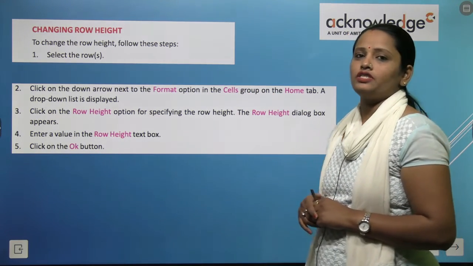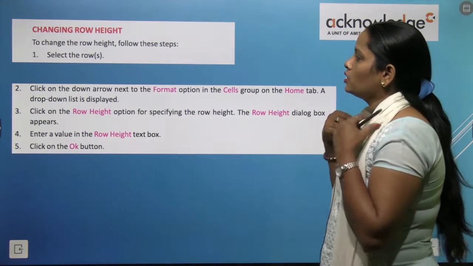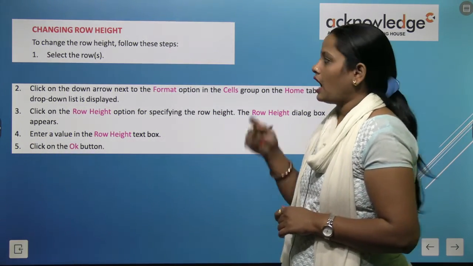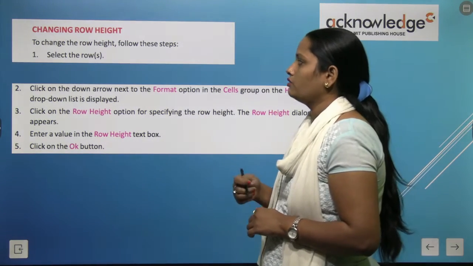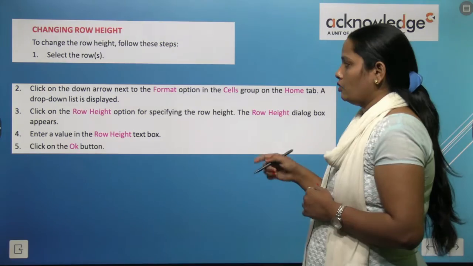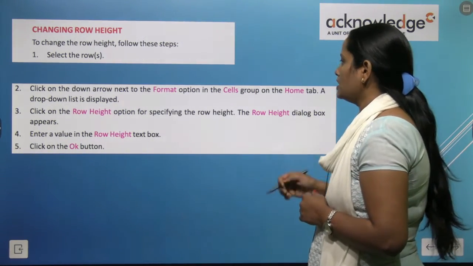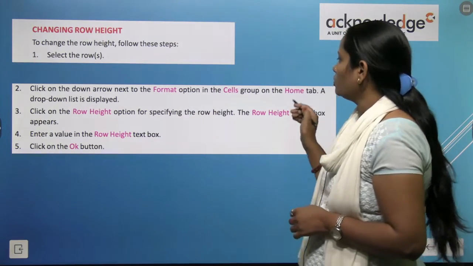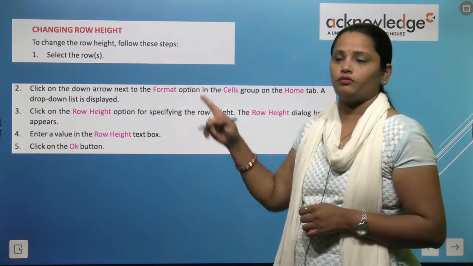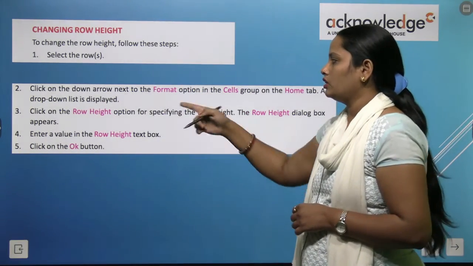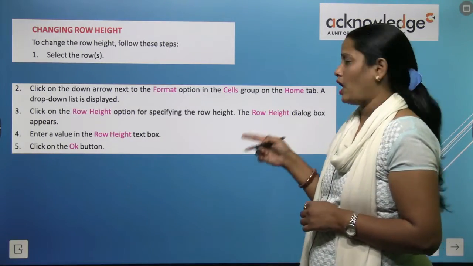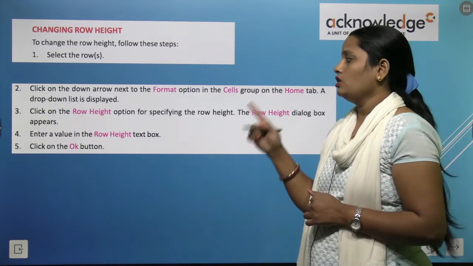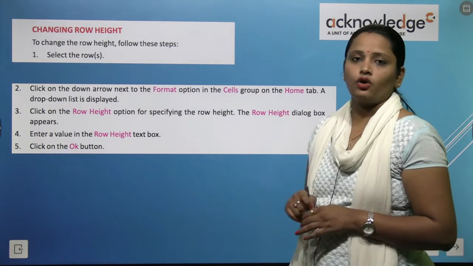Changing row height. How can we change the row height? To change the row height, follow these steps. Select the row. First we have to select the row whose height we want to increase. Click on the down arrow next to the Format option in the Cells group in the Home tab. A drop down list is displayed. So we have to go to the Home tab. In the Cells group we have to click on the Format option and click on the Row Height option for specifying the row height. The Row Height dialog box will appear, and then just enter the value in the Row Height text box and click on the OK button.